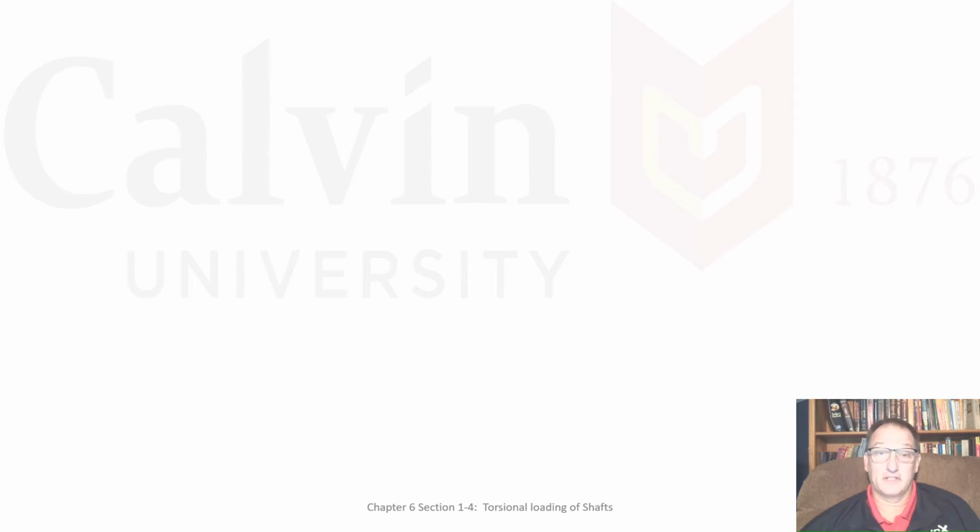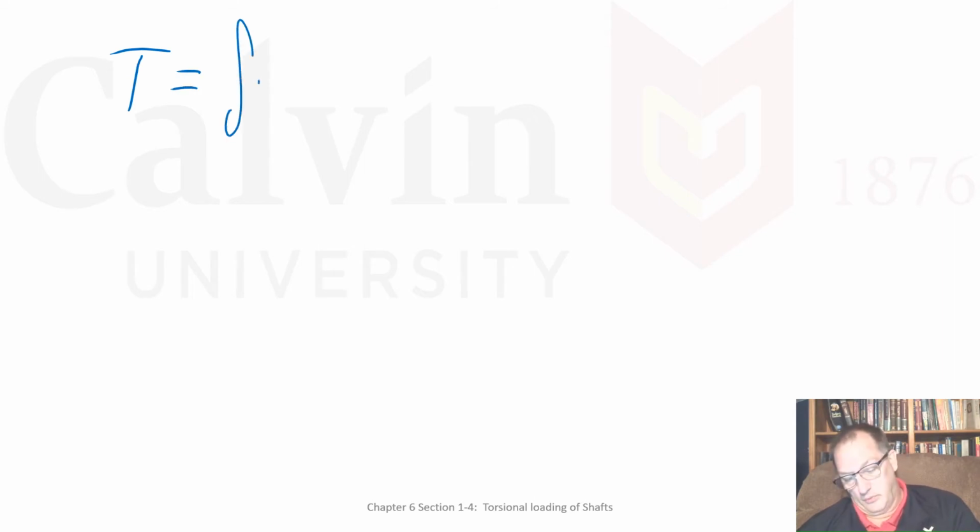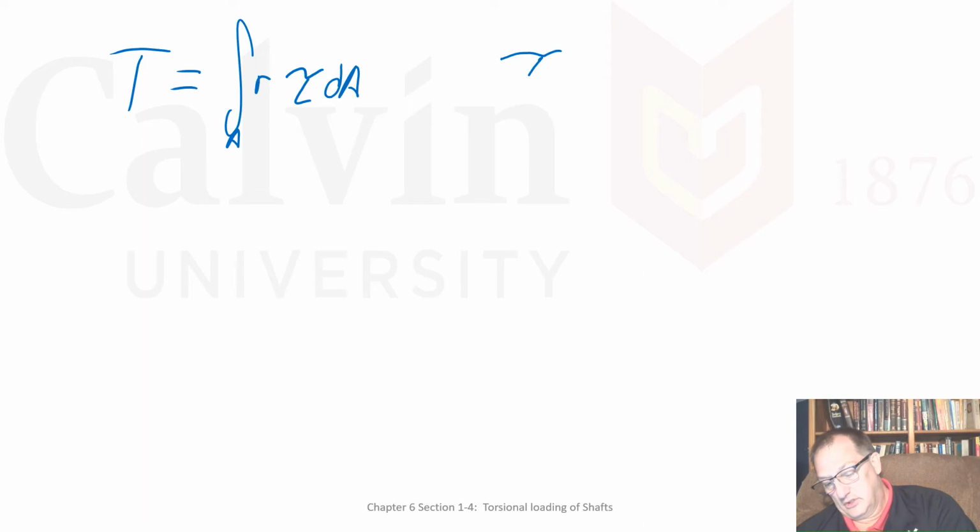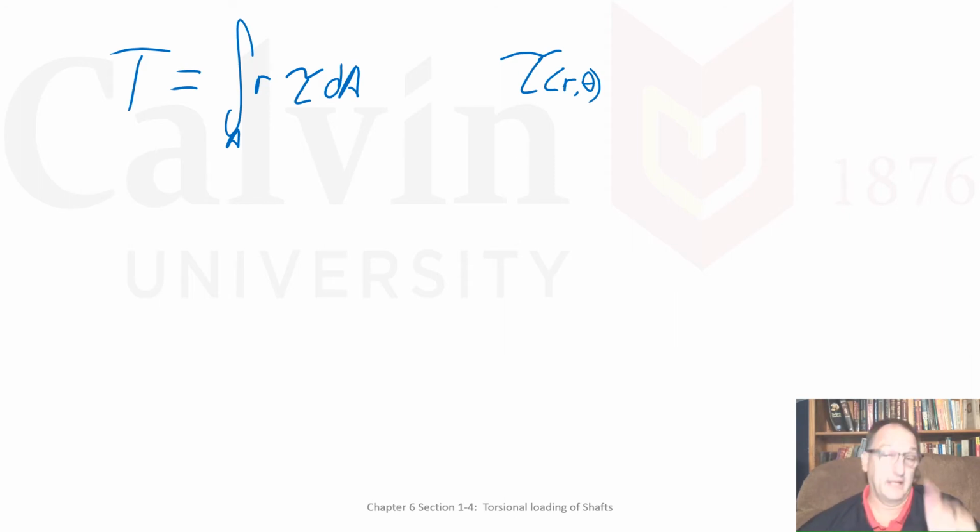So where we left things a long time ago, we had the equation for torque, and that was that the torque is equal to the radius times the shear stress dA. That was the integral that we needed to solve, integrated over all of the area. And now we're in a position to start looking at it, because I have shear as a function of R and theta. And you're saying, no, we don't. We have gamma as a function of R and theta. You're right.